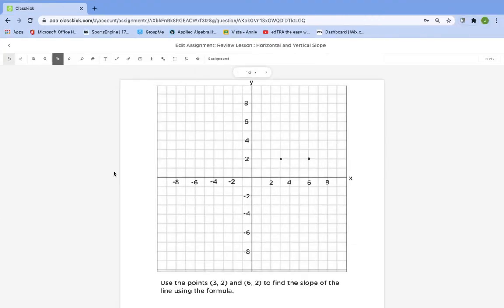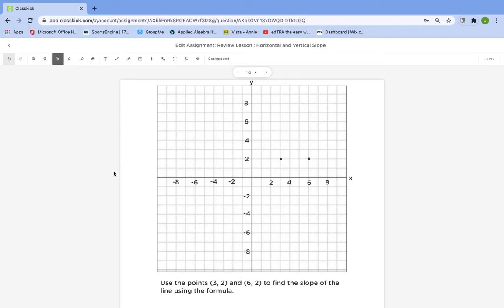Okay, so this review lesson is over horizontal and vertical slope. You can follow along with the worked example if you want to or need to, but we're just going to go through the same examples. I will have a graph here to help us if you're more of a visual learner, which is totally fine, but we're still going to use the slope formula to find the slope of our line.